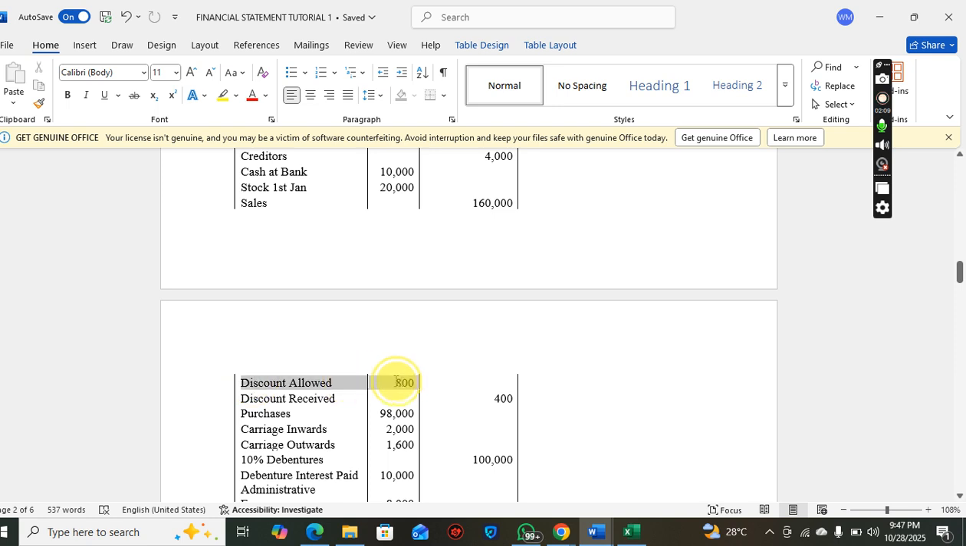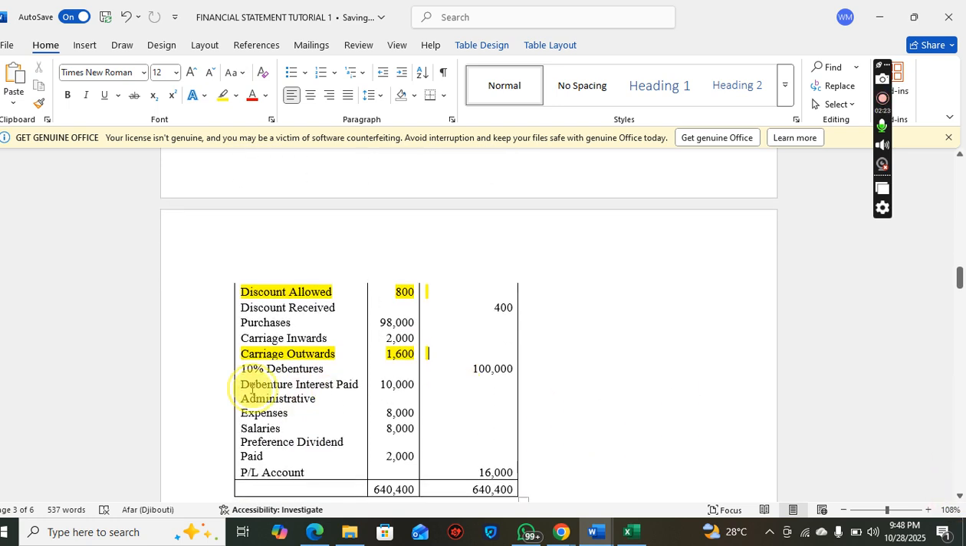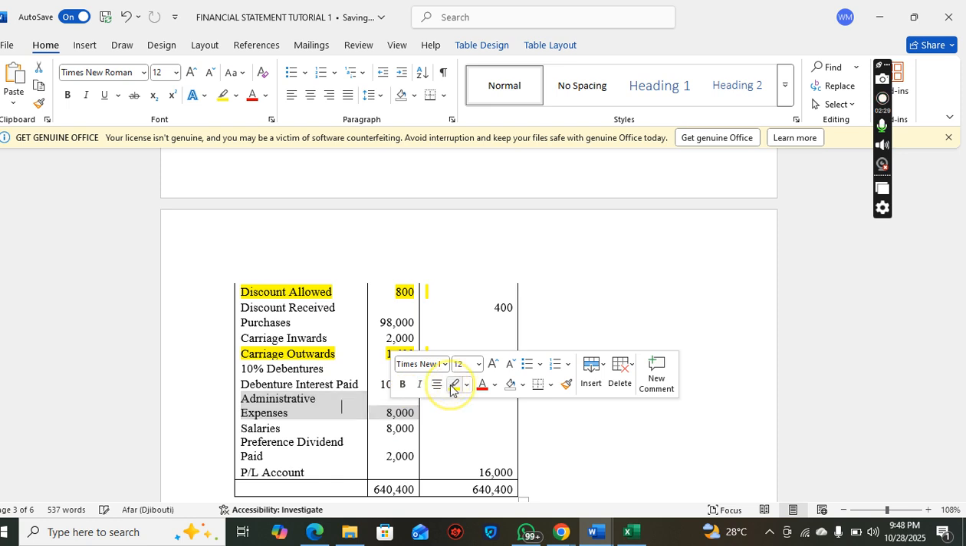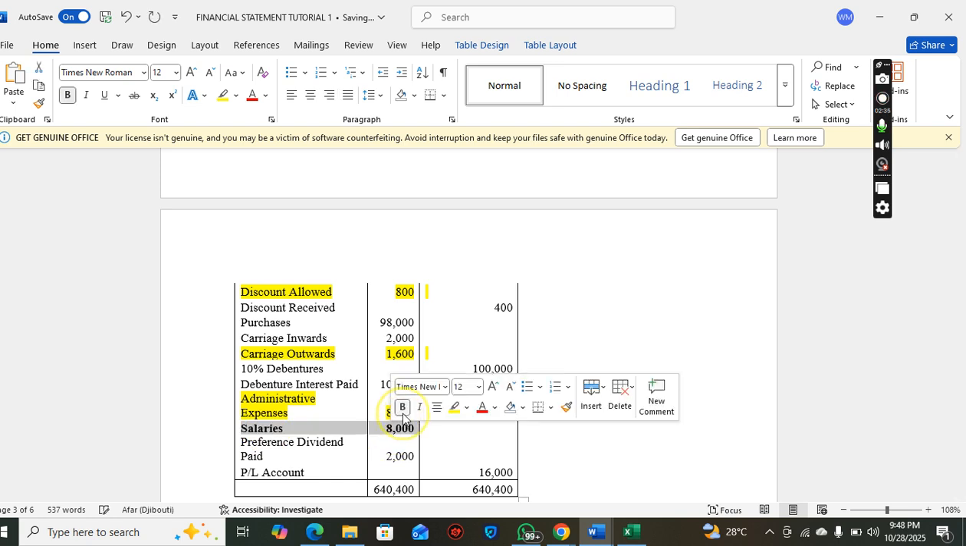We've got discount allowed here, we've got carriage outwards here, we have debenture interest. Oh, this will come later. We've got admin expenses here. Okay, we're just getting the operational expenses. We've got salaries here.